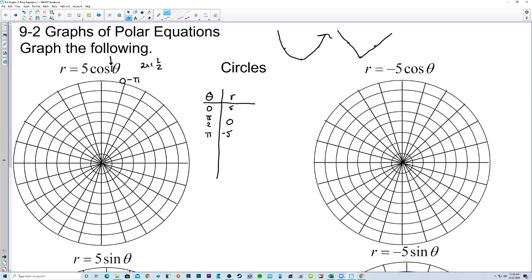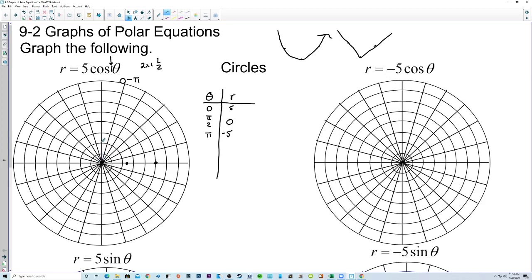So 0 radians is at 5. 1, 2, 3, 4, 5. And then pi over 2 is 0. That's the pole. And then pi over here is -5. So really, we only have 2 points, but keep in mind that 5 now is the diameter. So 2.5 would be the radius. So there's the center of the circle.